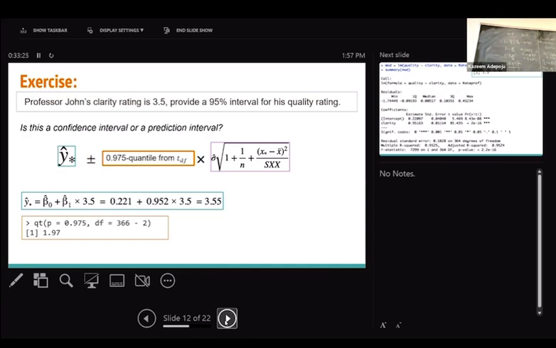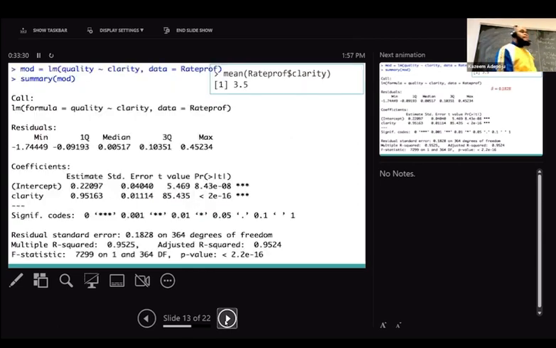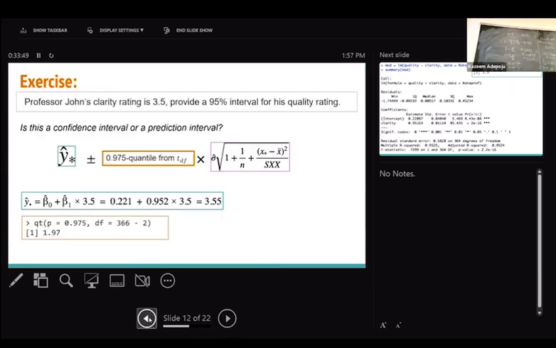Now I've got my quantile. What is the next thing that I need to compute? I need a standard error. Okay. Now, this is what you're going to do. If I go into R, if I have my data in R, and I regress quality on clarity, the name of the data is rateprofessor, I'm actually going to have this output. Now, if I want to get this manually, I already know my n in the formula. That is the number of professors, 366.